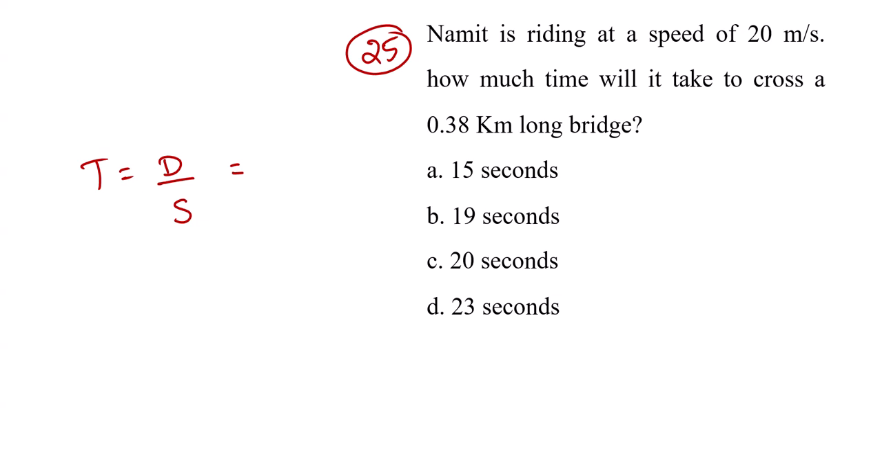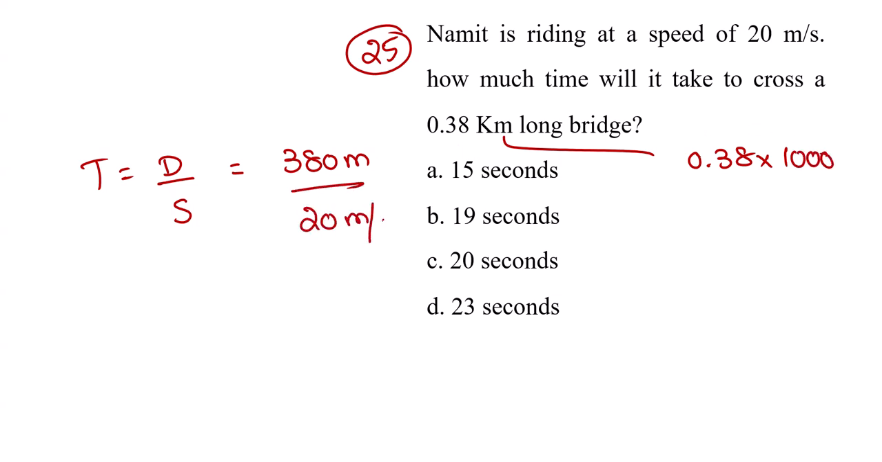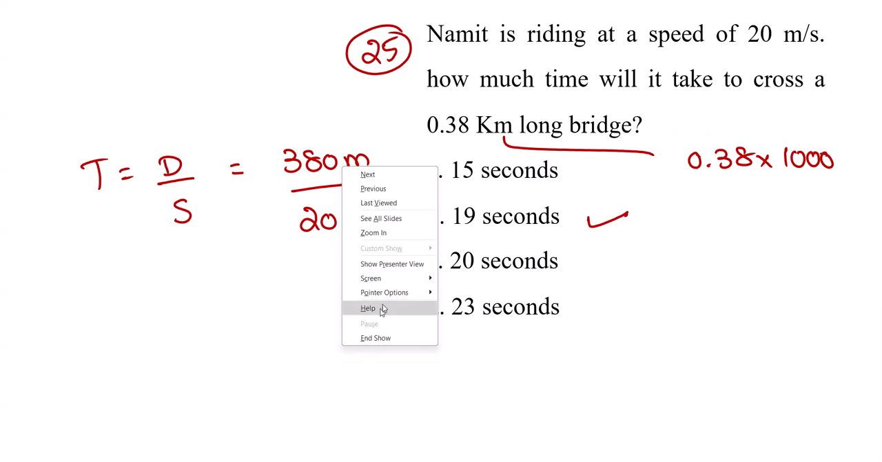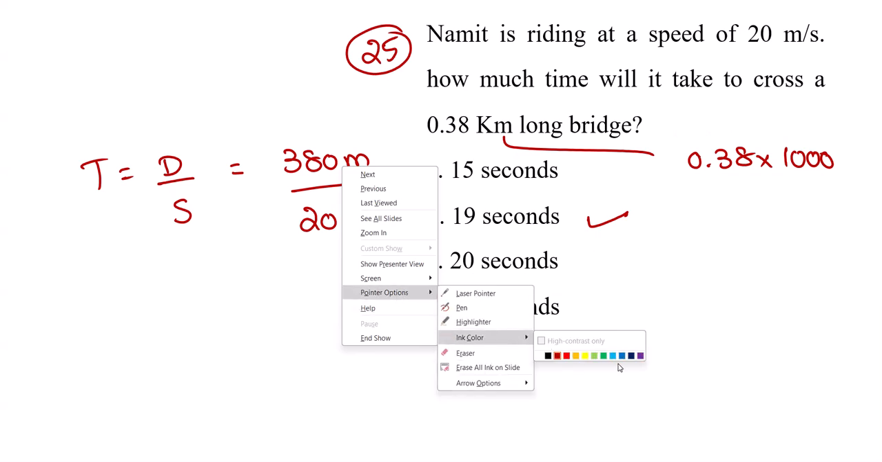So 0.38 kilometers means 380 meters, that is 0.38 into 1000. That's the distance. Speed is 20. You can understand the timing is nothing but 19 seconds. Option B is correct. 19 seconds is the answer.